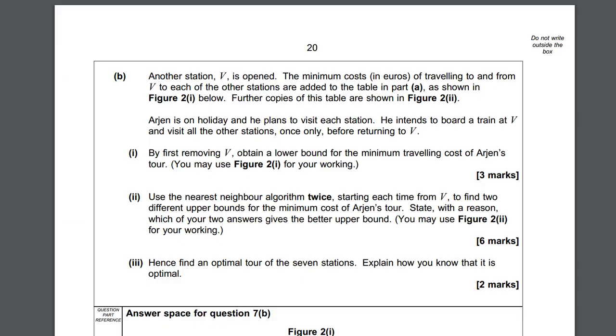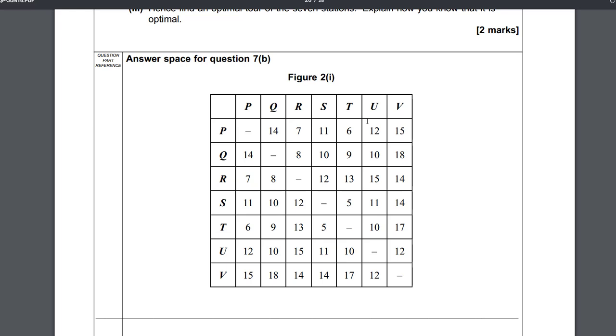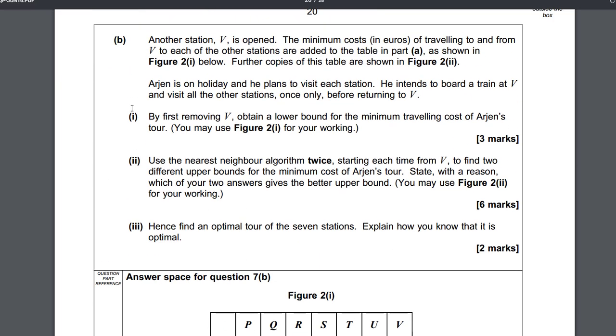In part B, we're told another station V is open and the minimum cost in euros of travelling to and from V to each of the other stations is added to the table in part A as shown in figure 2, part 1. So that's this figure here. And in part 1 of the question, we need to, by first removing V, obtain a lower bound for the minimum travelling cost of Aaron's tour.